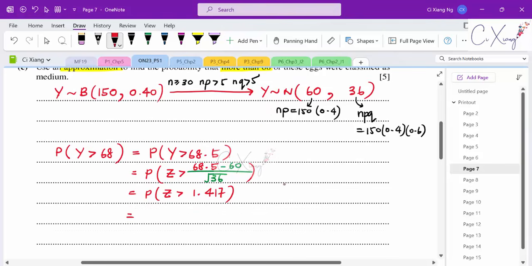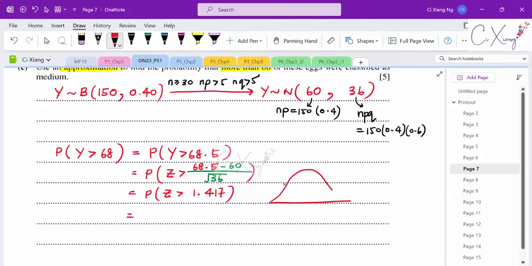To get the probability of 1.417, this is the area that I want to find. Let's say this is 1.417. This is the area that I want to find. But for the normal distribution table, they only provide us the area smaller than 1.417. So to find the probability for this particular area, it should be 1 minus the probability of z smaller than 1.417.